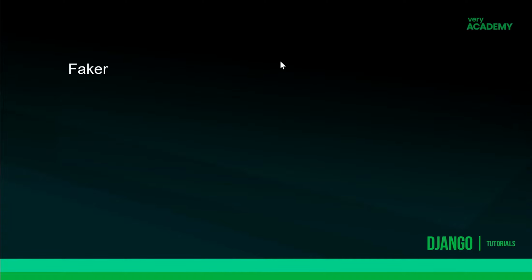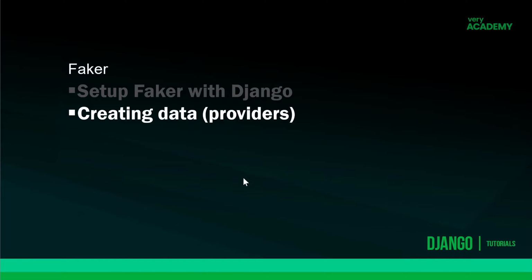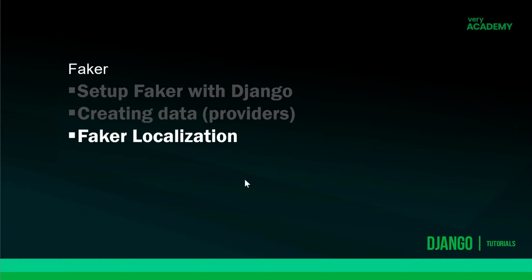So just to take you through the steps that we're going to follow in this tutorial, we're going to be utilizing Faker in Django. So we'll go ahead and set up Faker with Django, and then we'll create some data. I'll take you through what is known as providers in Faker. So there's different types of data that we can generate and include in our database. So we'll have a quick look at Faker Localization. So you'll be able to change the language of the data that is being automatically generated.